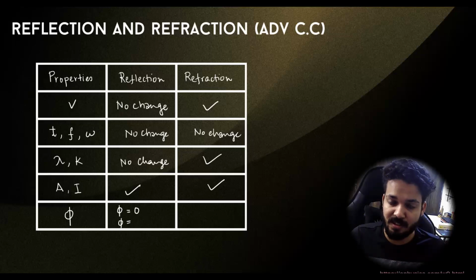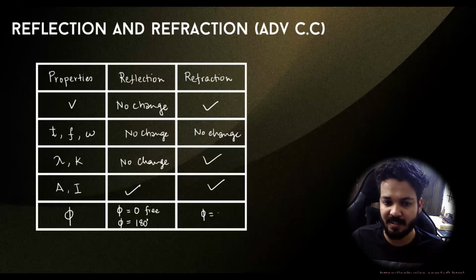It will not change, it will be zero, if you have a free-ended reflection, or if it's going from denser to rarer medium. But if it's going from rarer to denser, or if you have a fixed boundary, then you have 180 degrees of phase change. In refraction there is no change, so you can call the phase constant basically zero.